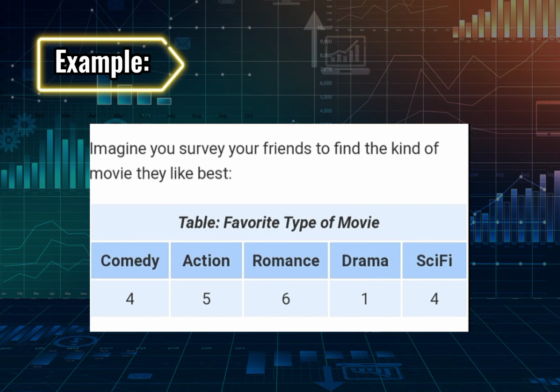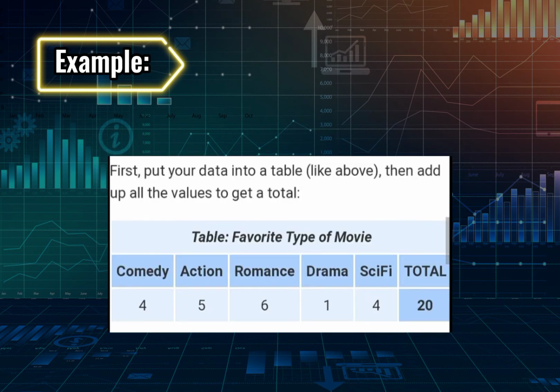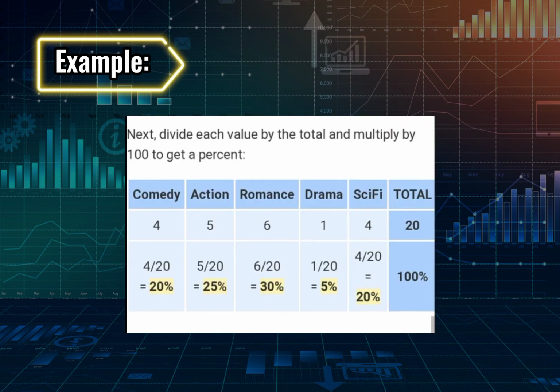Imagine you survey your friends to find the kind of movie they like best. We have here the table: favorite type of movie, where comedy got 4, action 5, romance 6, drama 1, and science fiction have 4. The first thing we need to do is to add up all the values to get the total. And in this case, ang total natin ay 20. Next, divide each value by the total and multiply by 100 to get the percent.